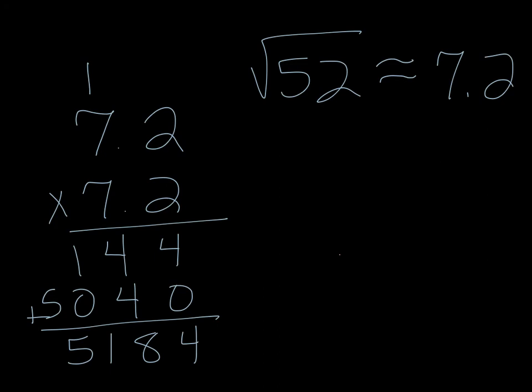And I count the places behind the decimal. 1, 2. So I'm going to move 2 decimal places this way. 1, 2. 51.84. Pretty close to 52.